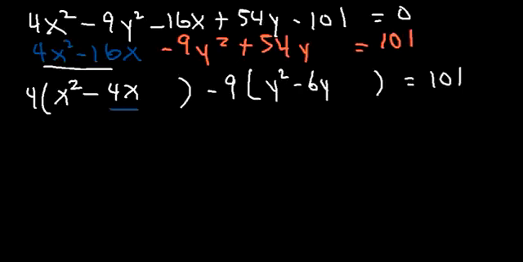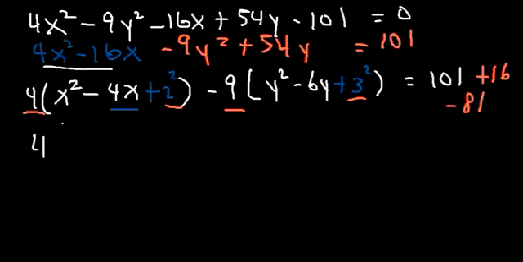And now let's complete the square. Half of 4 is 2, so let's add 2 squared. Half of 6 is 3, so we're going to add 3 squared. Now 2 squared is 4 times 4. We need to add 16 to this side. 3 squared is 9 times negative 9, so that's negative 81. So let's add negative 81 to that side.